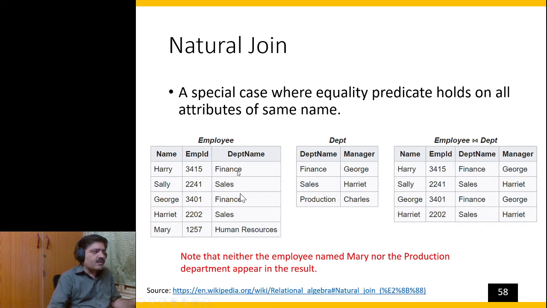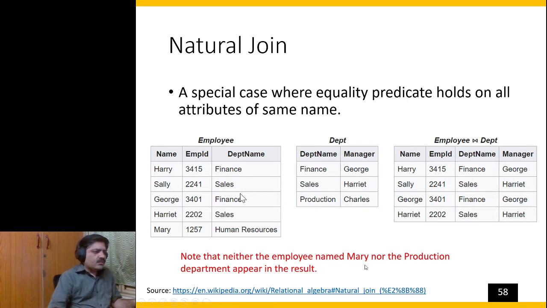For every row of employee, I take all those rows of department where the department name matches with the department name of the department table. So in this case, I would say Harry 3415 belongs to the finance department whose manager is George. So that's the output I get here. This is what we call a natural join. If this was a theta join, I would have mentioned employee.department name equals department.department name as the predicate. But since the department name is the same, I often avoid it for convenience, and if I do that, I say that I've done a natural join.